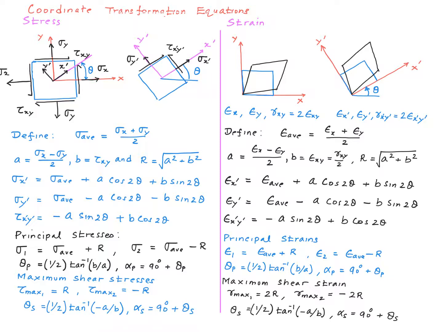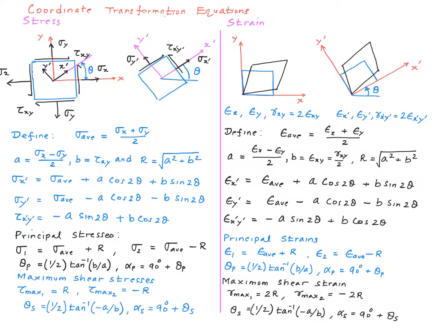The compact form is a lot simpler, so that's what I have here. In the compact form, we define four different quantities: sigma average, little a, little b, and r, like shown here. Once you do, the equations for sigma x prime, sigma y prime, and tau xy prime are these.